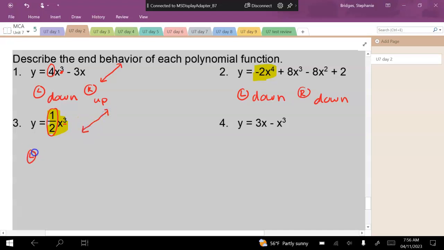So my end behavior on the left goes down, and on the right it goes up. Anybody have any questions?